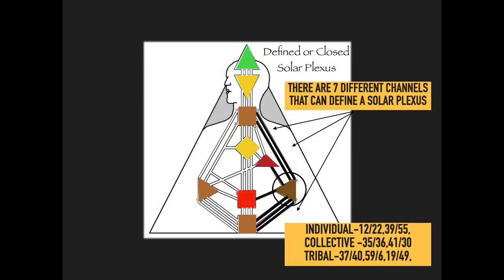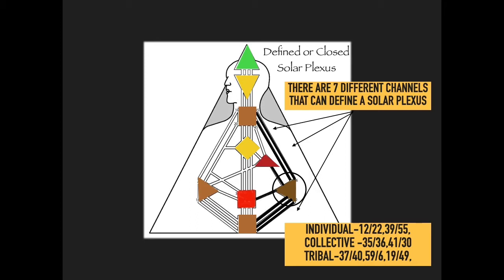When someone has a defined emotional center, it means that there is a channel connecting the emotional center to one of four specific centers, which are the will, the sacral, the root, or the throat. In fact, the emotional center is also a motor. So in human design, if you have a defined emotional center, it's always going to be motorized or energized, and you will have what's called an emotional wave. There are seven different channels that can define a solar plexus. They consist of two individual waves, two collective waves, and three tribal waves. We'll talk a little bit more about what they mean in just a minute.